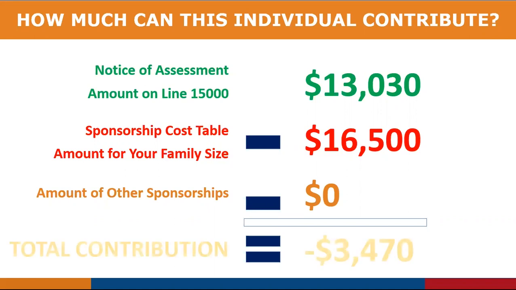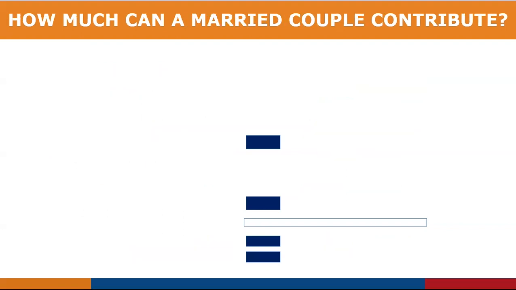So in this particular case, this individual actually does not earn enough money to support themselves at the basic minimum level to live in Canada. So right now they have a shortfall of $3,470 to even meet their own basic financial needs to support themselves. So they would be refused, in this case by IRCC, as not being able to be a financial contributor. Now let's take a look at a married couple.